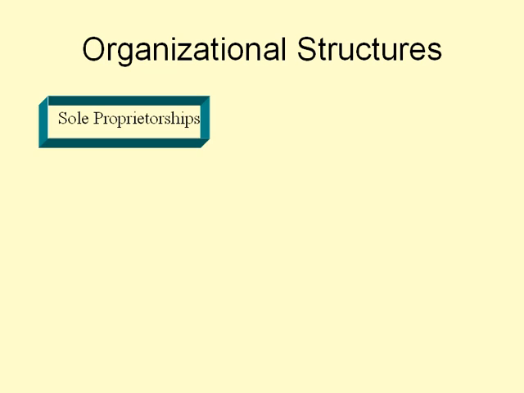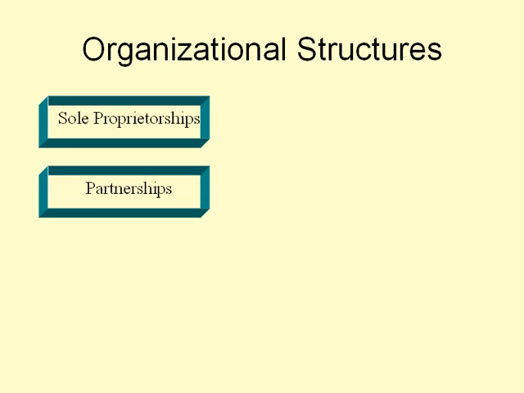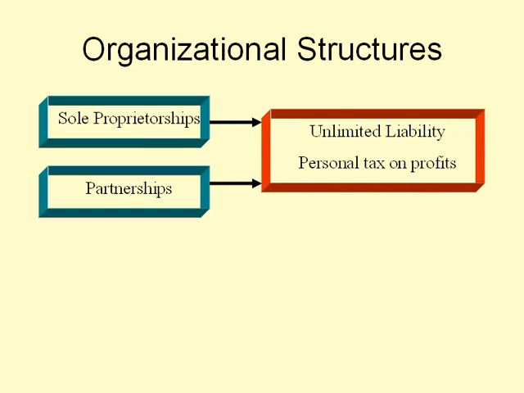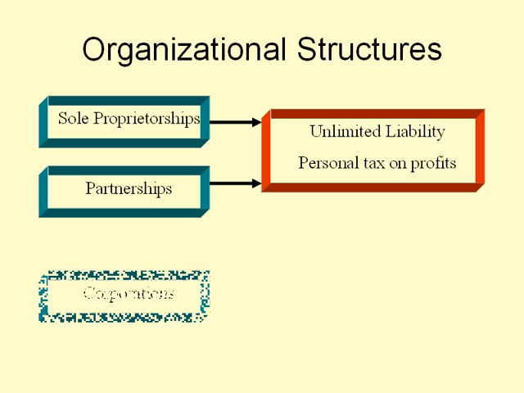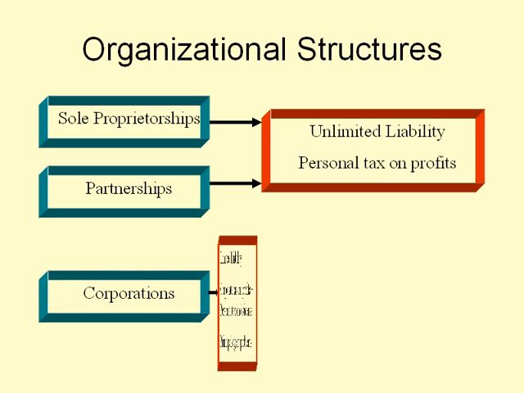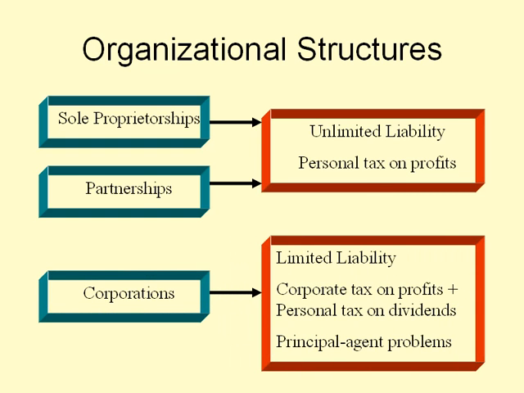There are three types of organizational structures that firms can take. Sole proprietorships and partnerships entail unlimited liability for their owners, and the owners pay personal taxes on the profits of the firm. Corporations provide for limited liability for the owners.